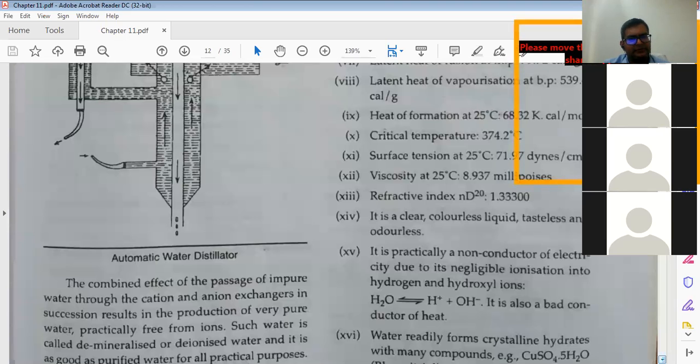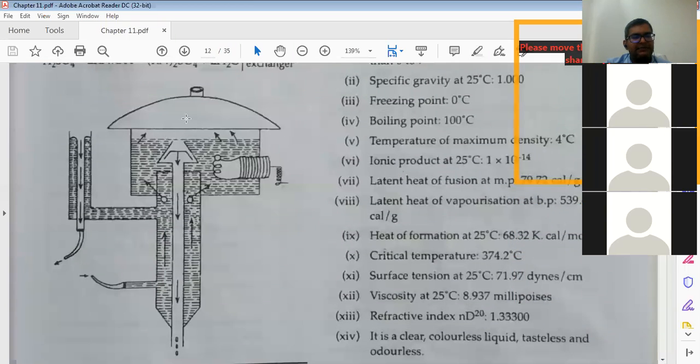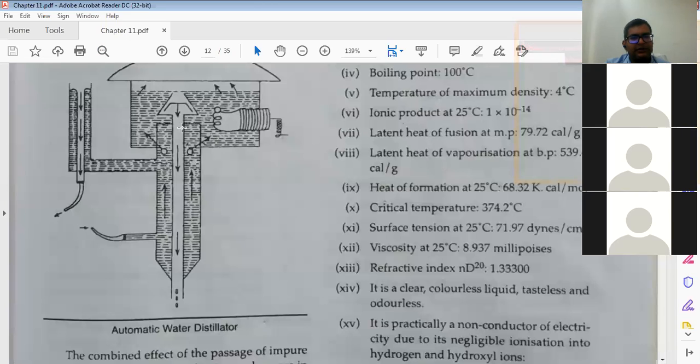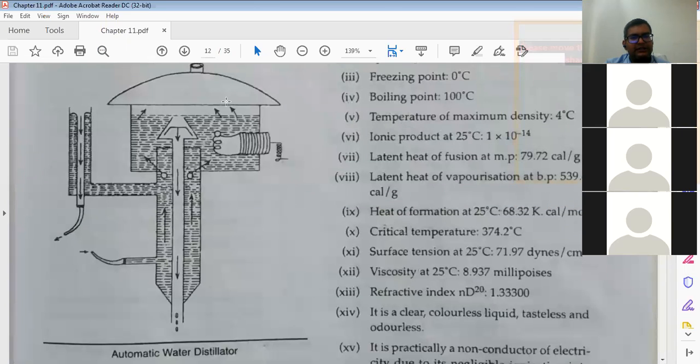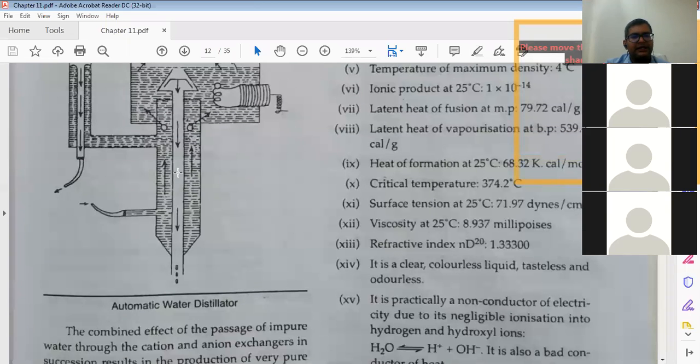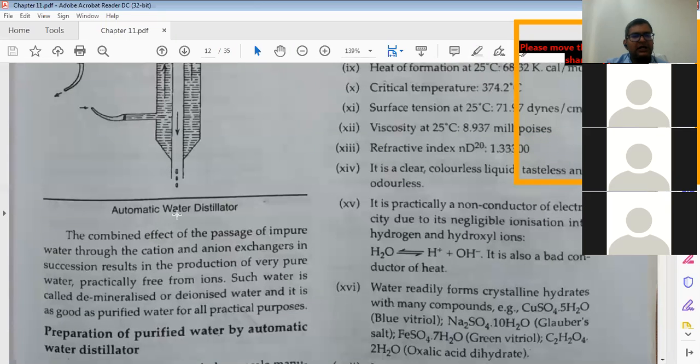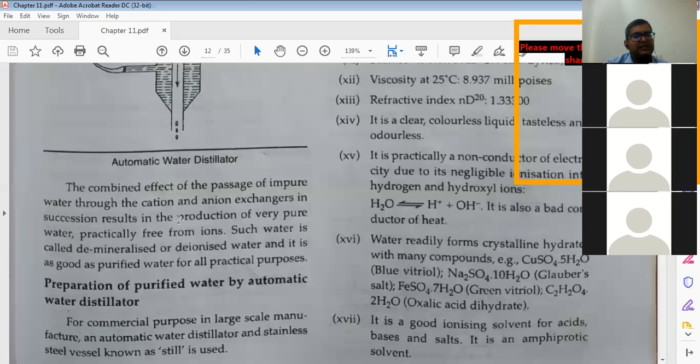Yes, sir, better. Okay, then automatic water distillation. We have already seen automatic water distillation in our laboratory. If you remember, you have seen this type of still distillator. I showed you in the laboratory when you entered. You just have to put water, and this water will boil. This is the heater part, and after heating, you collect the water drop by drop. This is the water distillation process by the still distillator.